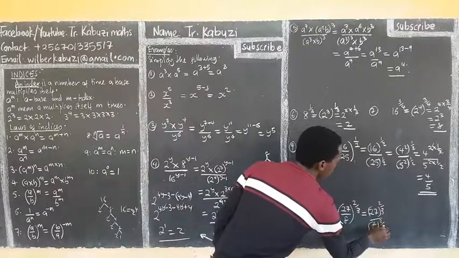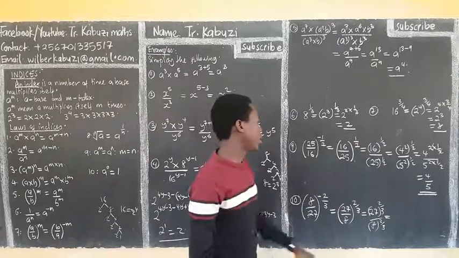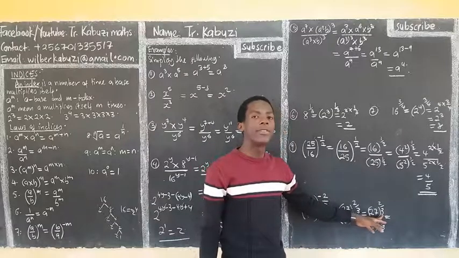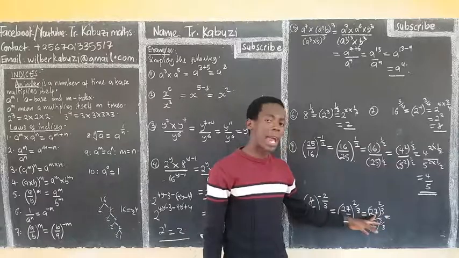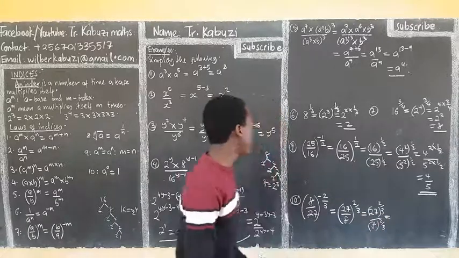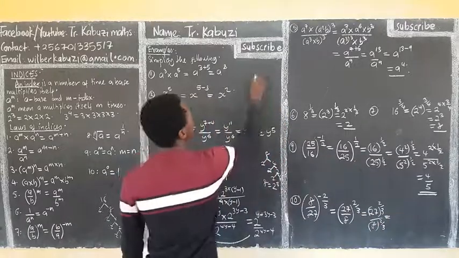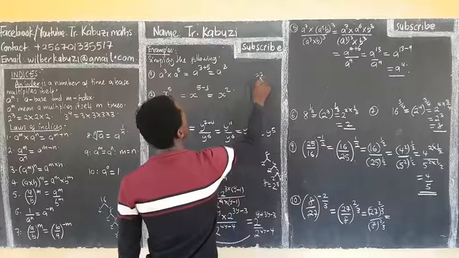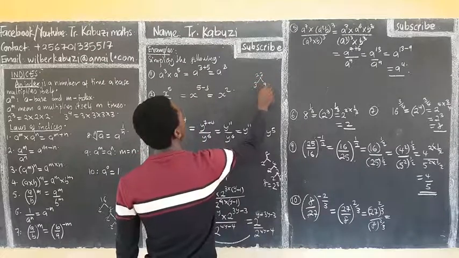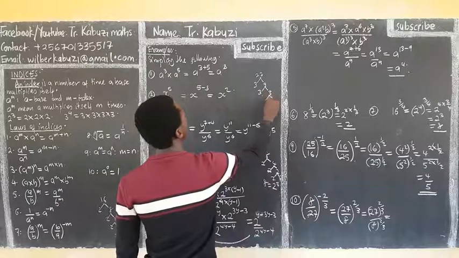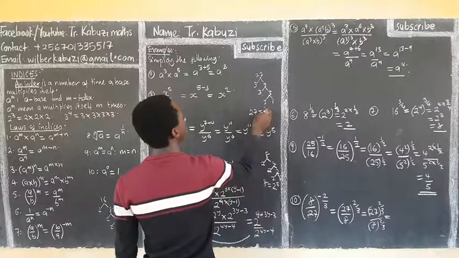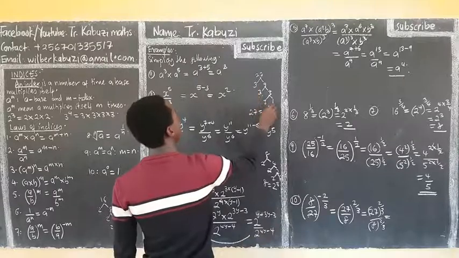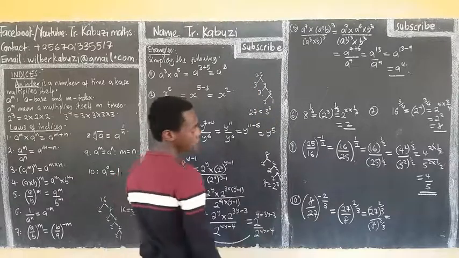Now you see the denominator is 3. What power does this denominator tell you? Is there any number with power 3 that gives you 27? Yes, you factorize. You have 27: by 3, 9; by 3, 3; by 3, 1. So 27 is the same as 3 power 3. As simple as that.